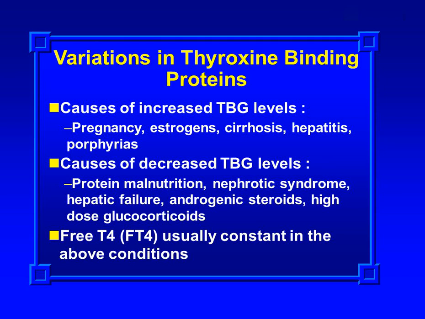Causes of increased TBG levels: pregnancy, estrogens, cirrhosis, hepatitis, porphyrias. Causes of decreased TBG levels: protein malnutrition, nephrotic syndrome, hepatic failure, androgenic steroids, high-dose glucocorticoids. Free T4, FT4, is usually constant in the above conditions.